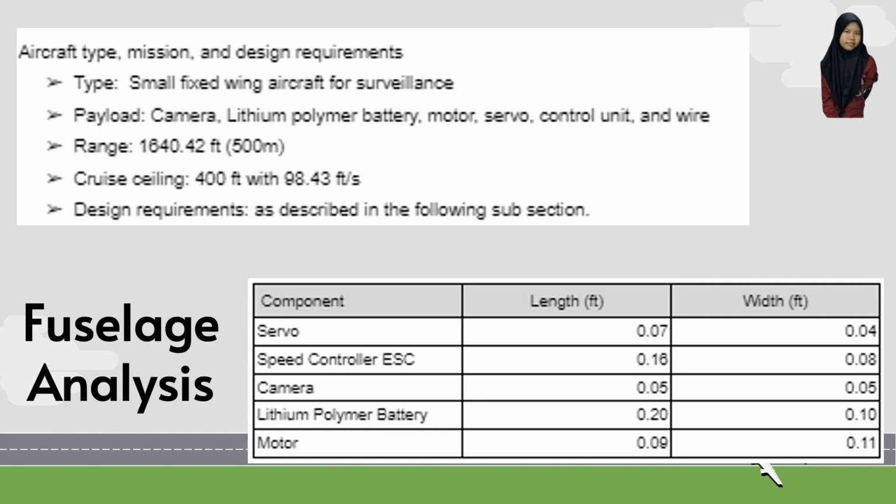Assalamualaikum. My name is Mariana Akila binti Abdullah. My matrix number is 206646. The fuselage is designed for surveillance purpose such that the camera, battery, motor, servo, control unit and wire can fit into it. So the table shows the width and length for each component that will be used in this project as a guideline in designing the fuselage.